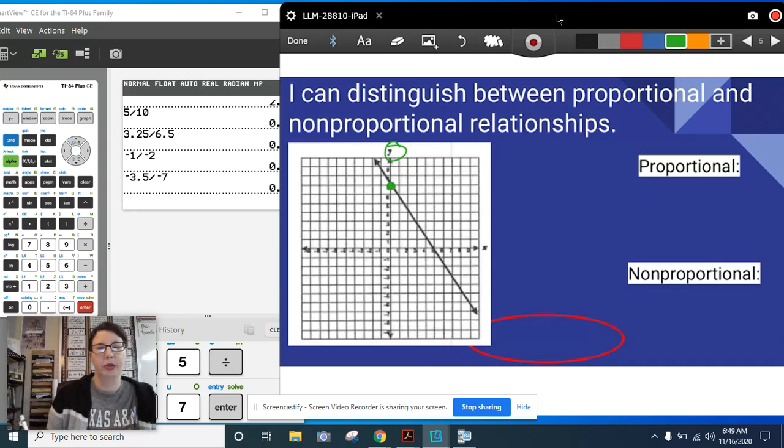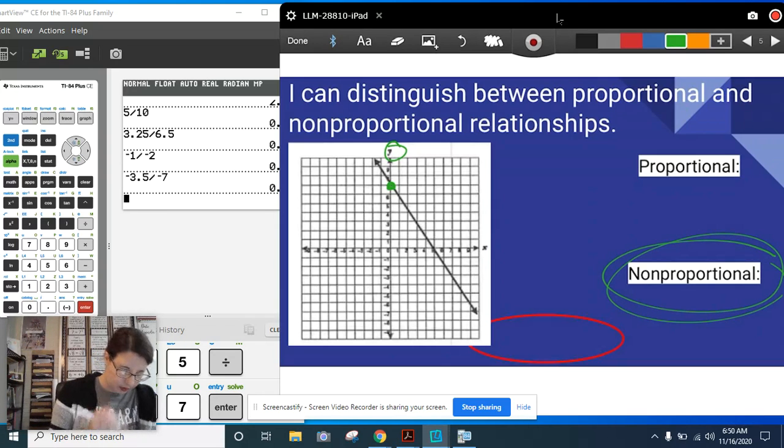On a graph, for it to be a proportional relationship, it has to cross at 0. Did it cross at 0? No, it did not. That makes this a non-proportional relationship. Now, what if we had just seen this portion of the graph?